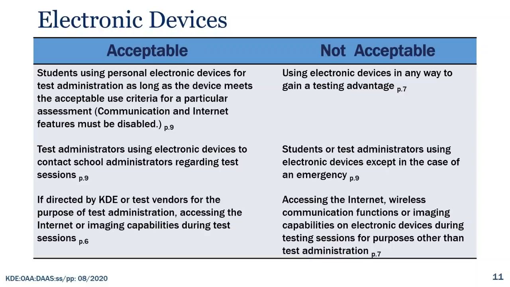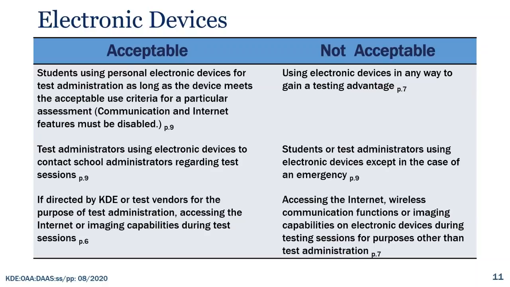A student may use an approved personal electronic device, such as a calculator, if the device meets the acceptable use criteria, which includes disabling device communication and internet features. It is not acceptable to use electronic devices or the internet to gain a testing advantage. Online testing provides a secure browser to prevent accessing other parts of the internet, therefore not allowing a student to gain an unfair advantage during testing.